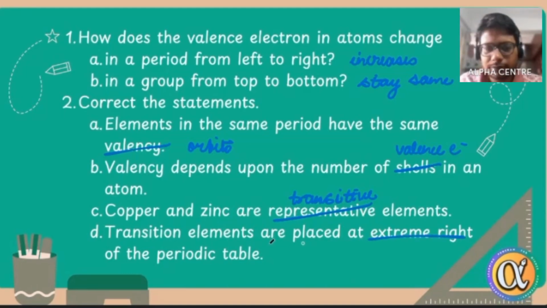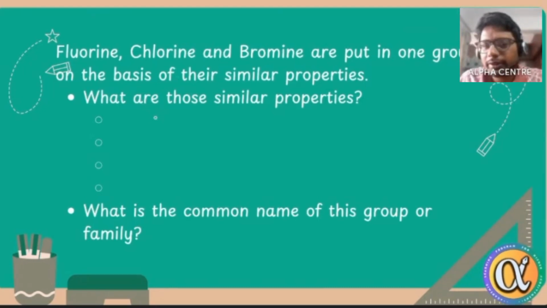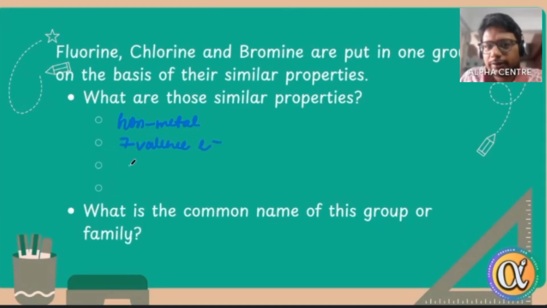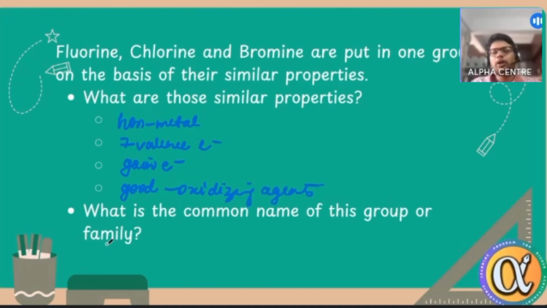Fluorine, chlorine, bromine are put in one group on the basis of their similar properties. What are those similar properties? They are halogens, non-metals. They have 7 valence electrons in the outermost shell. They gain an electron, so they are electronegative in nature, about which we'll study later. They are good oxidizing agents. What is the common name of the group or the family? Halogen.